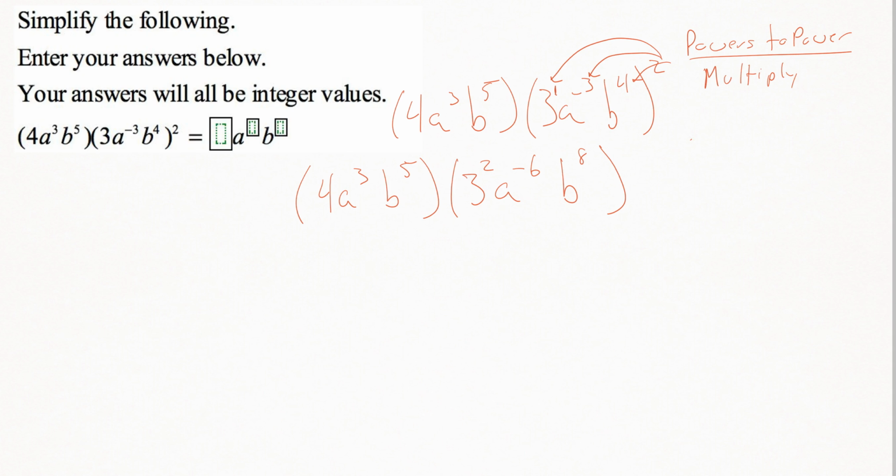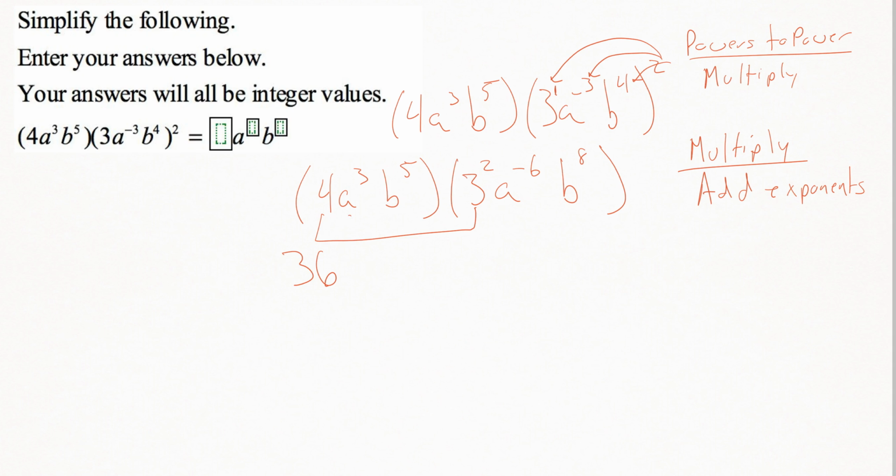When we're done doing our powers to powers, the next thing that we'll see in this is we're multiplying everybody together, and when we multiply, we add exponents. So again, we're going to just do A's with A's, B's with B's, numbers with numbers, and where we have like bases, we're going to add exponents. So the first thing I'm going to do is take 4 and multiply it by 3 squared. So 4 times, and then 3 squared is 9, and you can put that all into your calculator, and you'll end up getting 36.